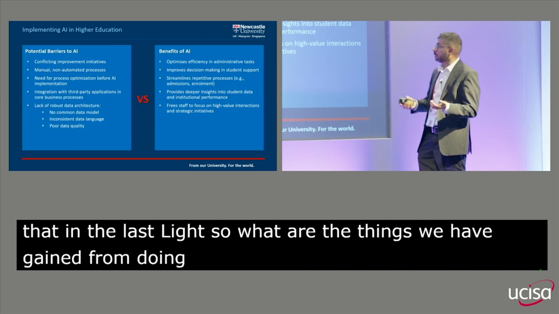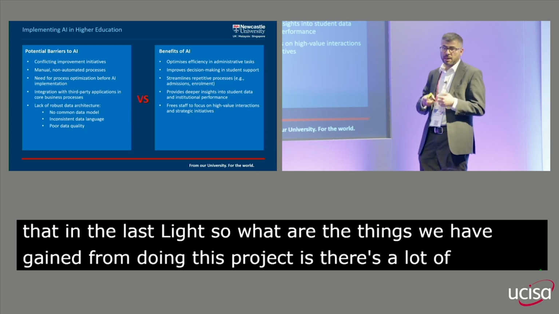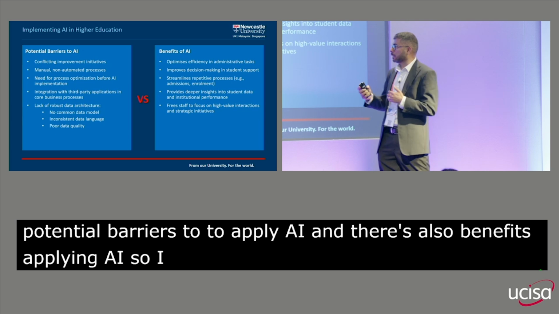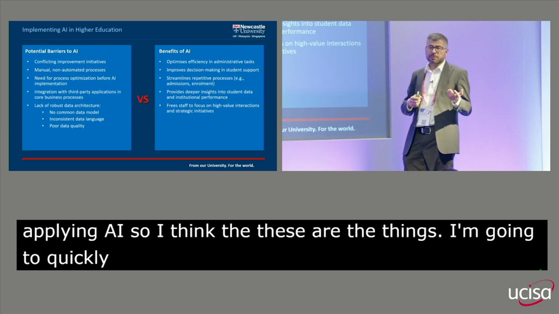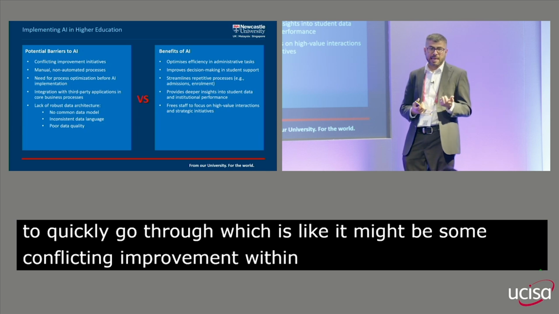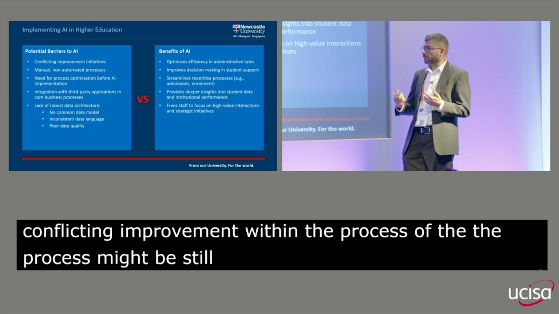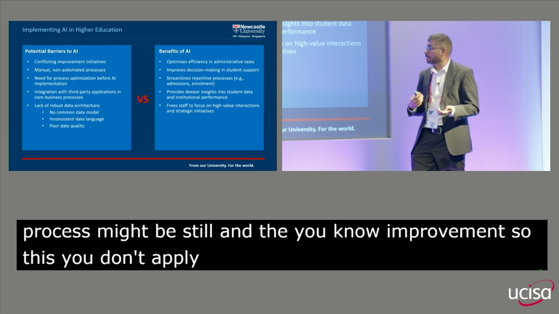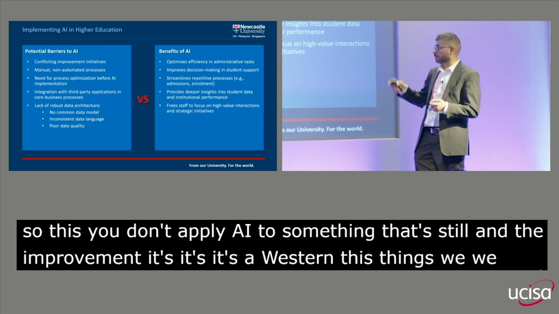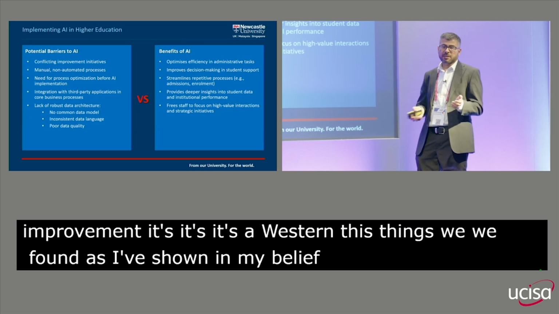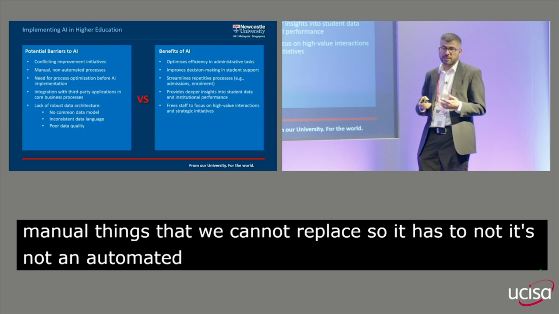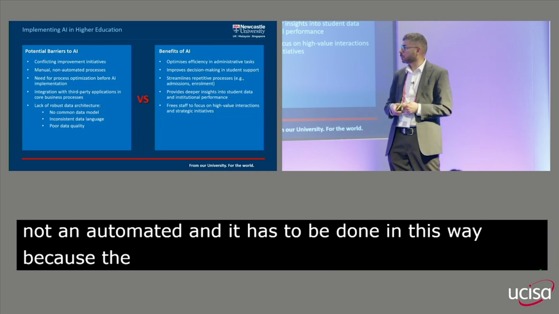There are a lot of potential barriers to applying AI, and there are also benefits. I'll quickly go through these. There might be conflicting improvement within the process, so the process might still be under improvement, and you don't want to apply AI to something that is still under improvement. It's a waste of time. There are also things we found, as I've shown in the previous diagram, where it's manual things that we cannot replace. It's non-automated, and it has to be done this way because AI can't provide the solution for this.